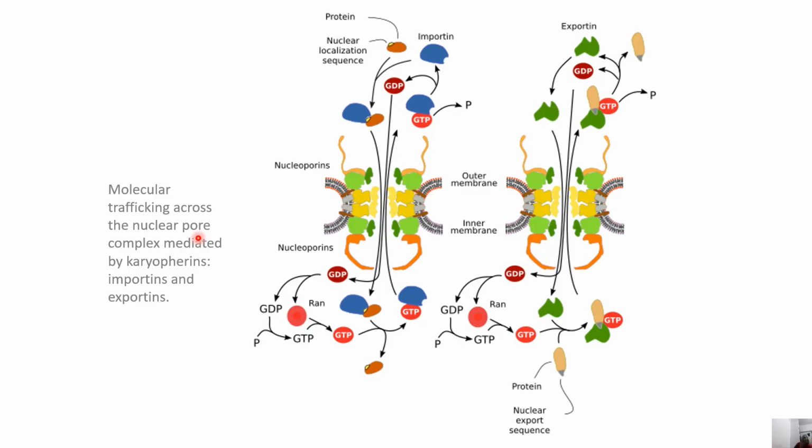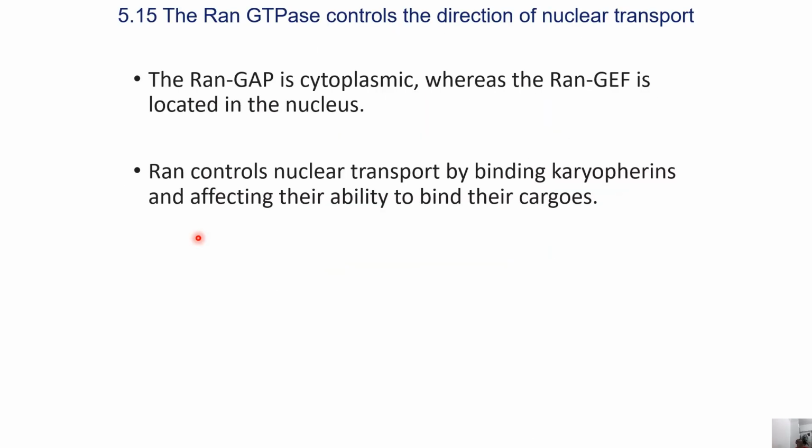So molecular trafficking across the nuclear pore is complex, mediated by karyopherins, importins and exportins. Ran GAP is cytoplasmic, and Ran GEF is located in the nucleus. So Ran controls nuclear transport by binding to carriers and affecting their ability to bind cargo.